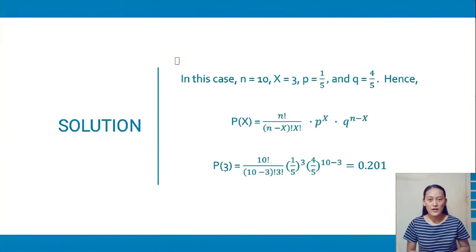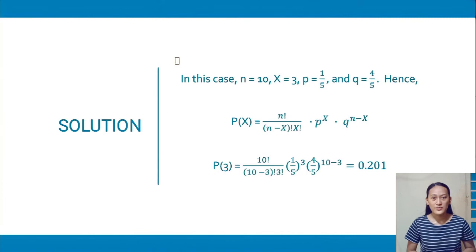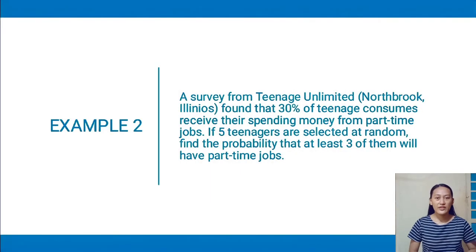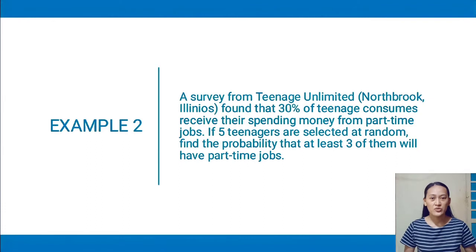So it will become P of 3 is equal to 10 factorial over 10 minus 3 factorial times 3 factorial, times 1/5 cubed times 4/5 to the power of 7. And the final answer is 0.201.